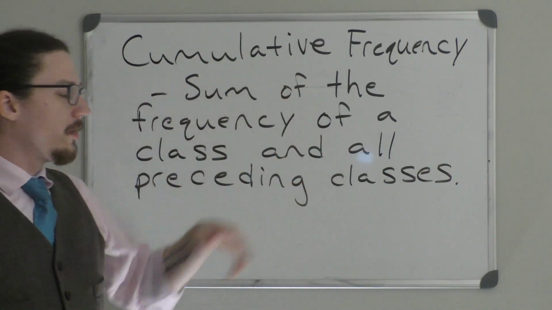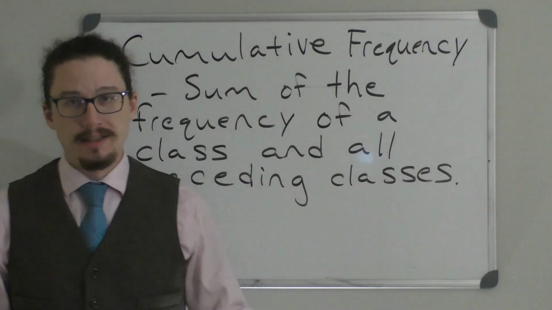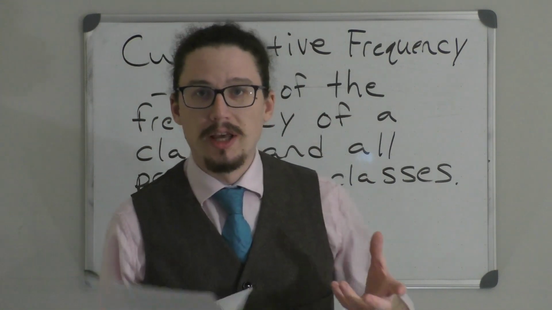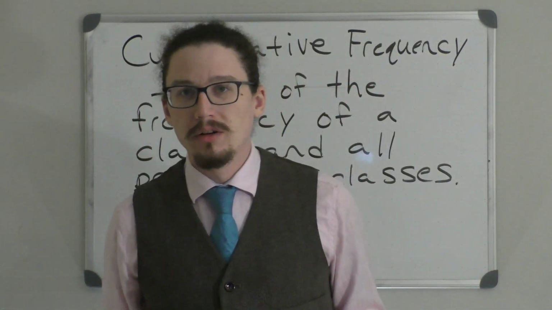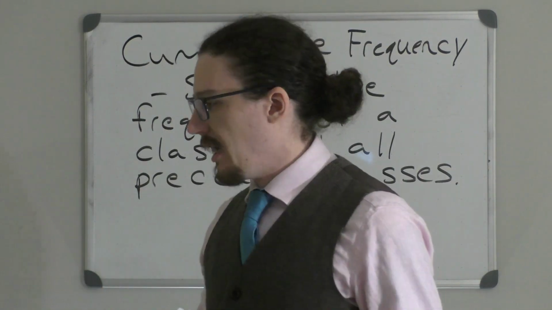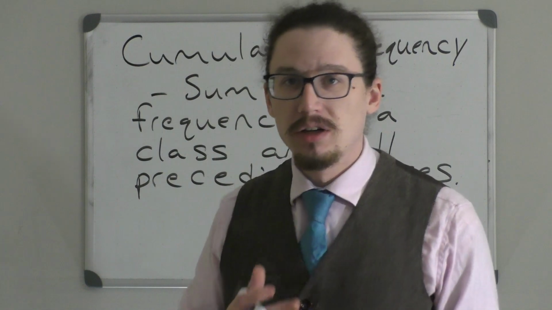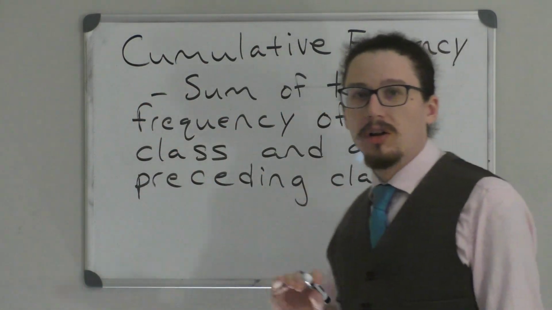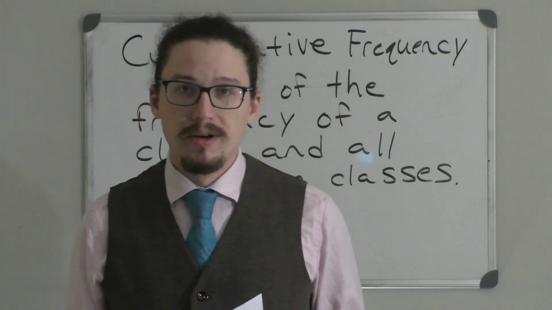This is the sum of the frequency of a class and all preceding classes, right? To help us understand what this means, cumulative, right? If we have a cumulative final, which we do in this class, it means that it's going to contain material from the entire class. And so that cumulative is why we are adding all of the frequency for all preceding classes into our total.